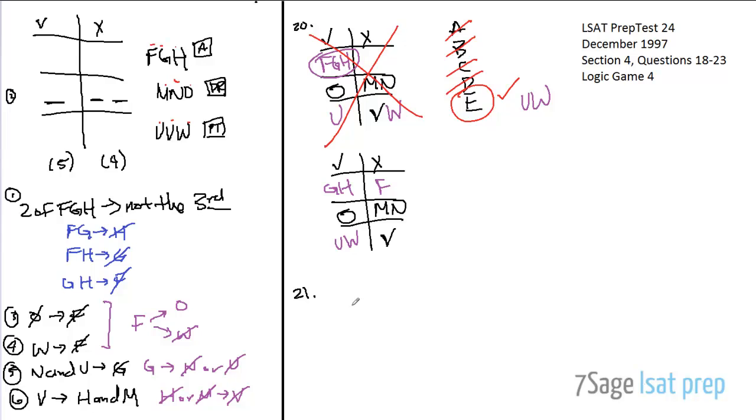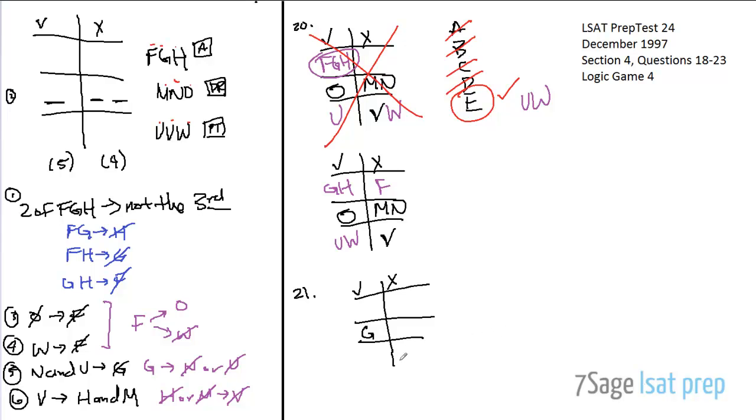How about 21? 21 says if G is prescribed for a given case, which of the following is a pair of treatments, both of which could also be prescribed for that given case? Once again, we draw our thing. Now we know that G is definitely prescribed. What do we know? We know that G implies either no N or no U. So there are actually only 3 ways that this could happen.